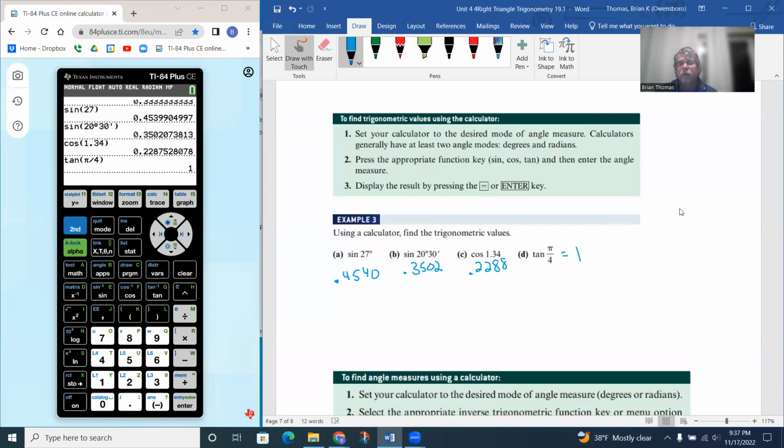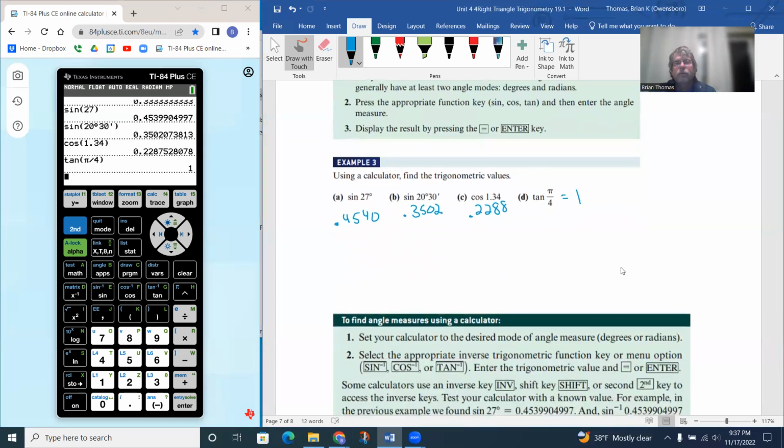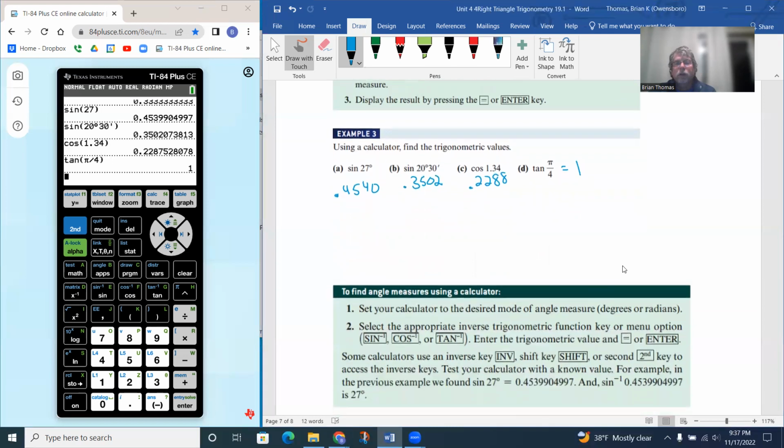So remember, in a right triangle, the legs of a 45 are the same. So that will give me a ratio of 1. So got that going on.